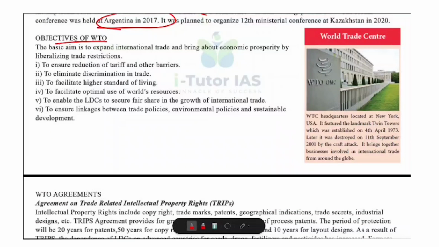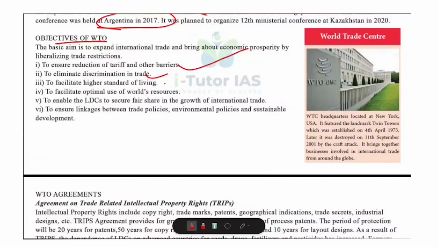The WTO was created to expand international trade and promote economic prosperity by liberalizing trade restrictions. So first, reduction of tariff and other barriers. That is, WTO encourages countries to lower custom duties, that is tariffs, and remove other trade barriers. This helps make goods and services cheaper and more accessible. Then, to eliminate discrimination in trade, WTO ensures fair treatment of all member countries. No country can favor one trading partner unfairly over another.